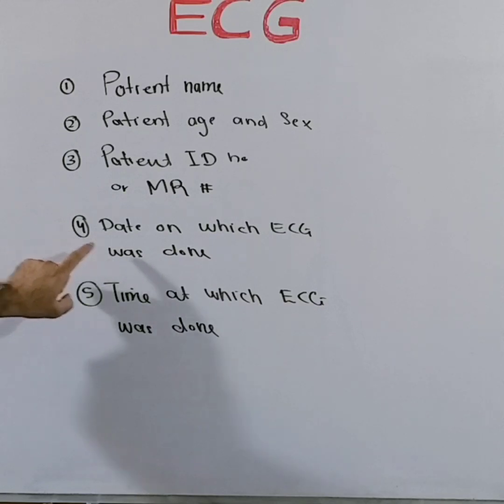You should also look at the date on which the ECG was done. This is very important because sometimes we are looking at old ECGs and the patient has got a clinical picture which may be different from the previous ECG. So always look at the date at which the ECG was done. Not only the date is important, but also the time at which the ECG was done, because in certain cases, for example in cardiac ischemia, the findings can change within minutes. The findings can change within hours of when the ECG was done.